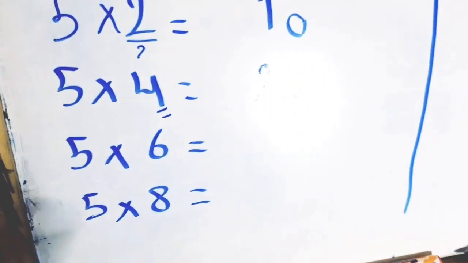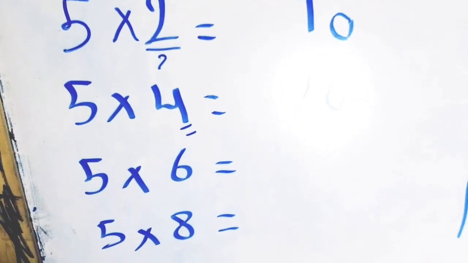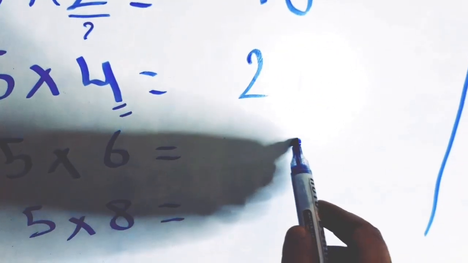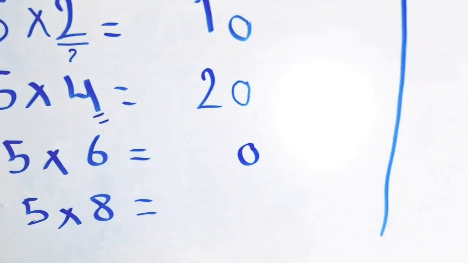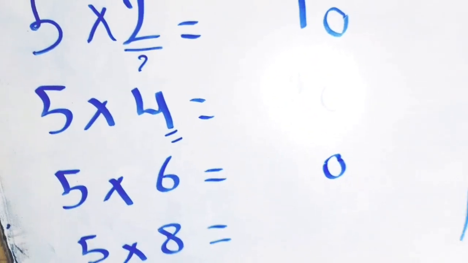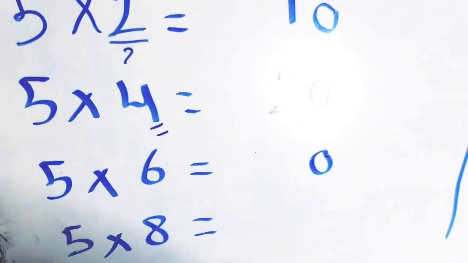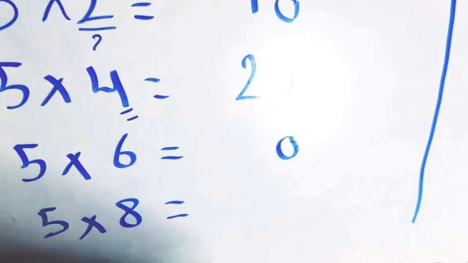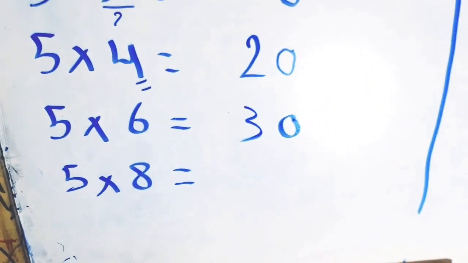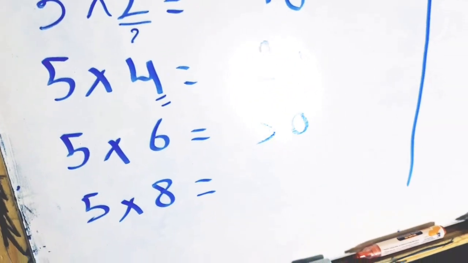5 times 6. We multiply 5 by an even number. Of course, we all know that 6 is an even number. So we put 0 at the units place. After that, we divide the even number by 2. So 6 is divided by 2. So we have 3. 30 is the multiplication product of 5 times 6.